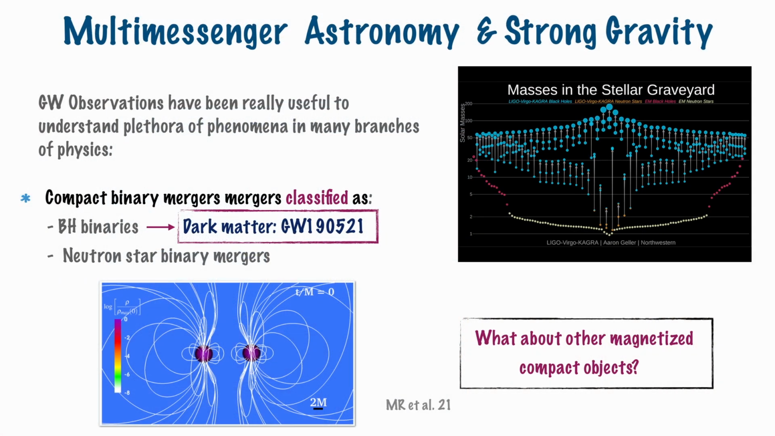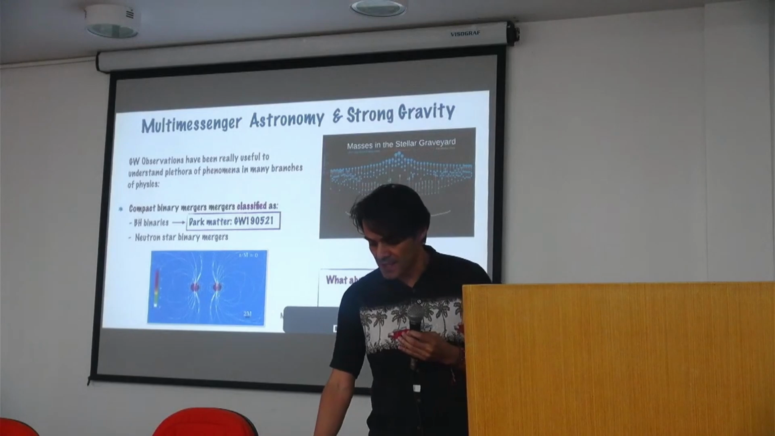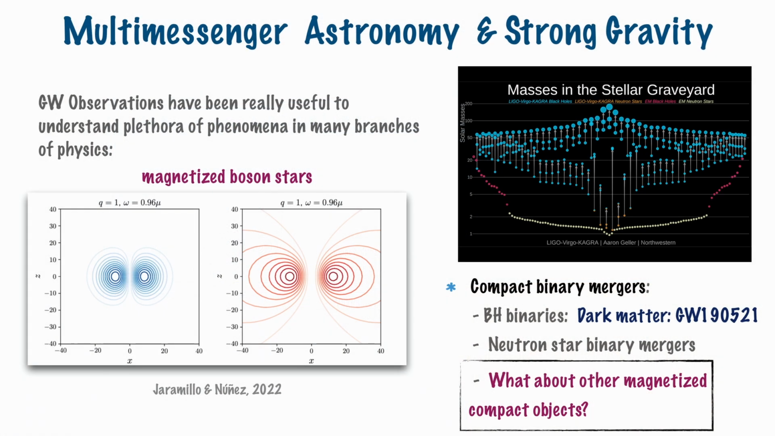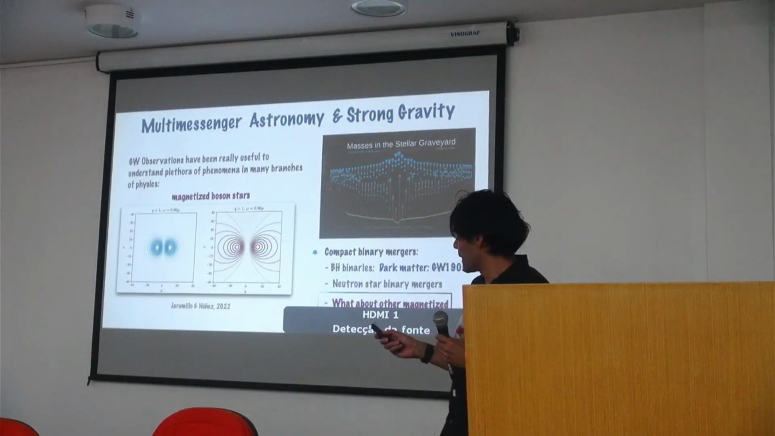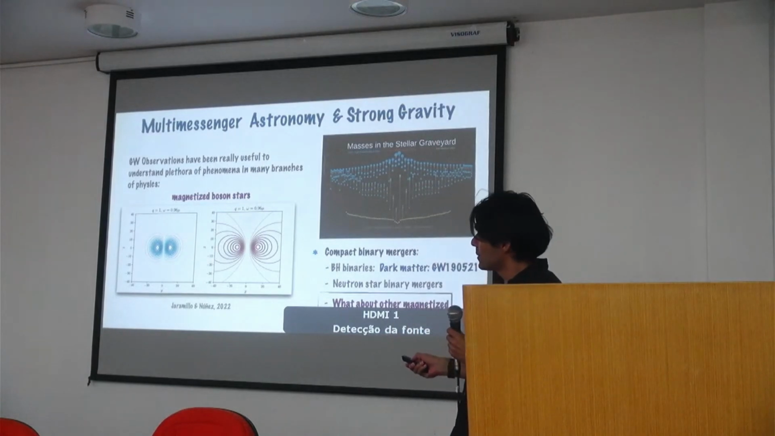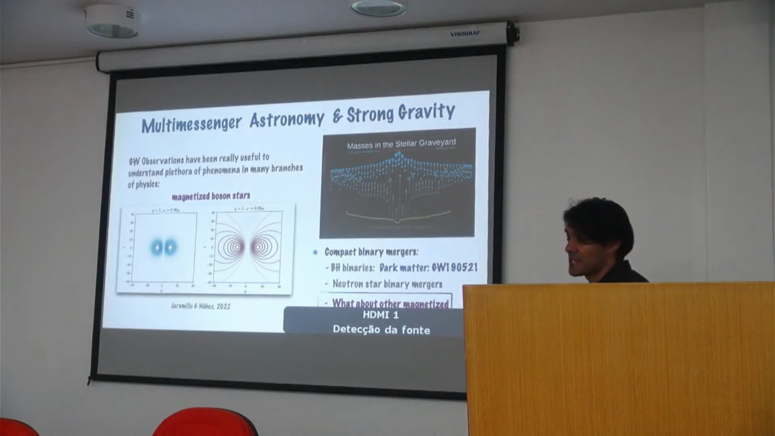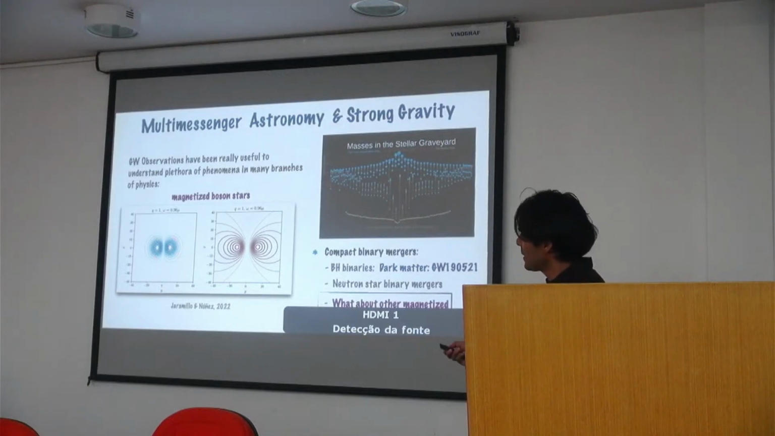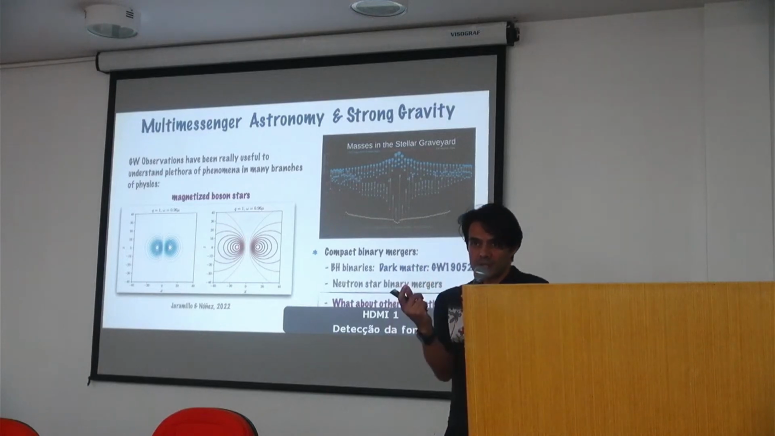So what's going to be the final stage of these objects? Back in 2022, Dario and Victor produced initial data of magnetized boson stars. Here on the left I'm presenting isocontours of the scalar field, essentially a boson star. And here on the right, we have a pure poloidal magnetic field. So essentially what we have is a magnetized boson star.